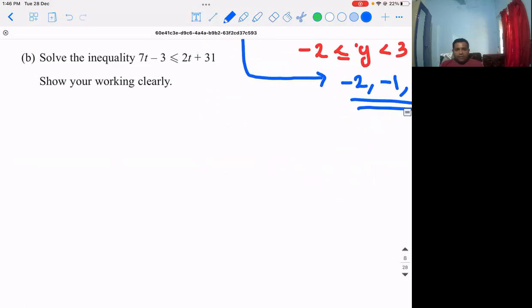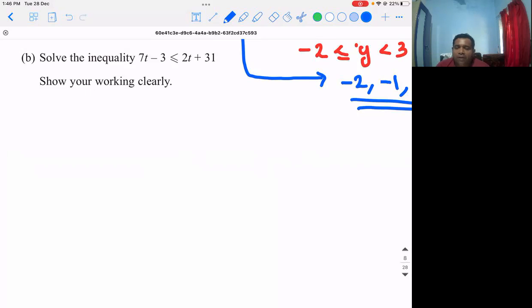What is the B part of this question? Solve the inequality 7 - t less than or equal to 2t + 3. So we have to respect this inequality, and we can approach it similar to a linear equation. And what is our aim? Our aim is to make t the subject.